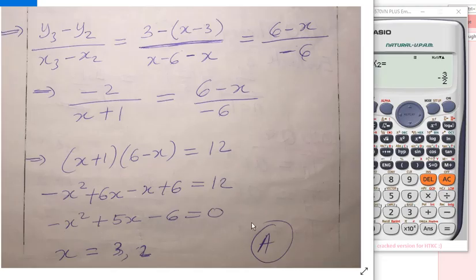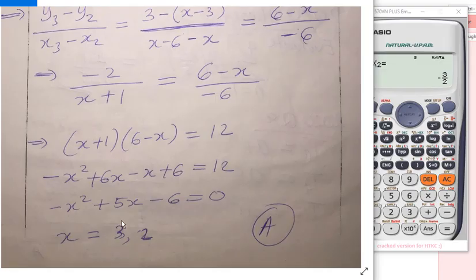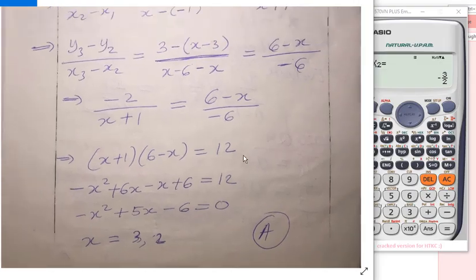So when I was done expanding, I have minus s squared plus 5s minus 6 equal to 0. So use the calculator to solve this quadratic equation. You will get s to be 3 and 2, option A. Do you understand? So that is the calculator.